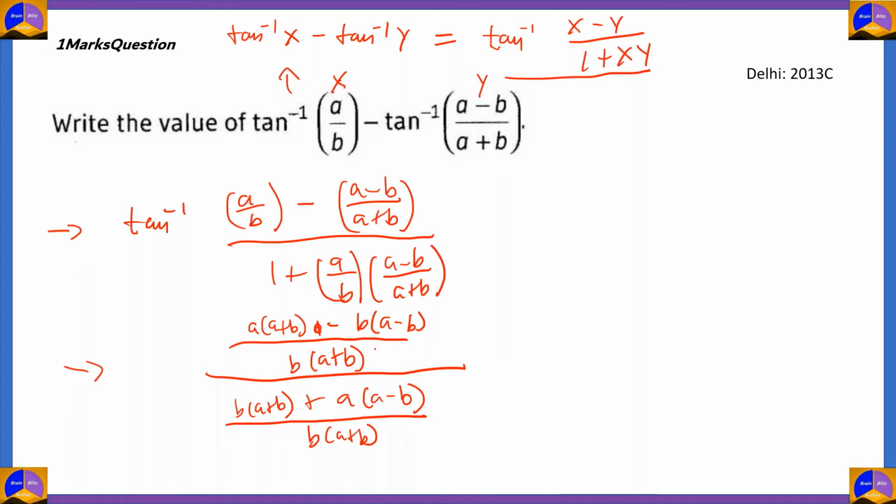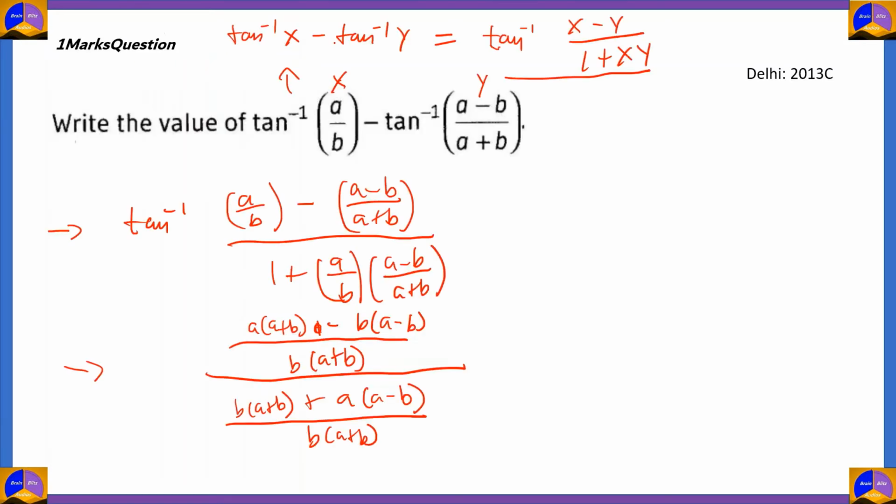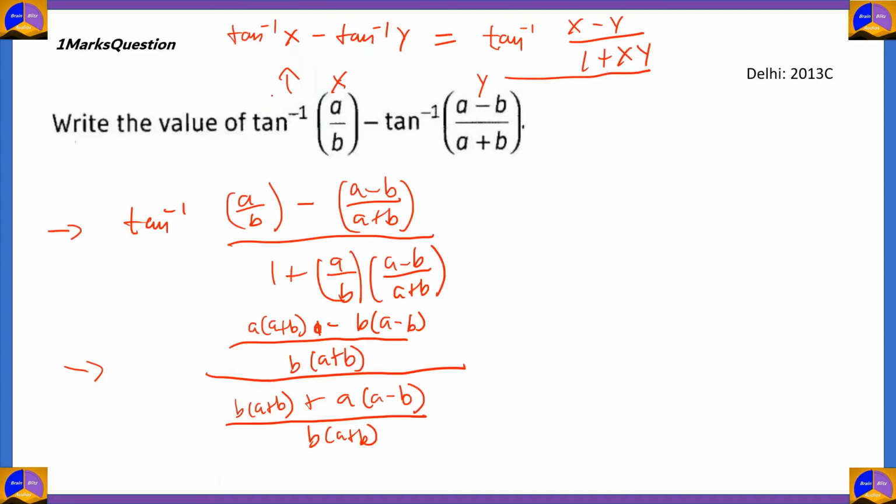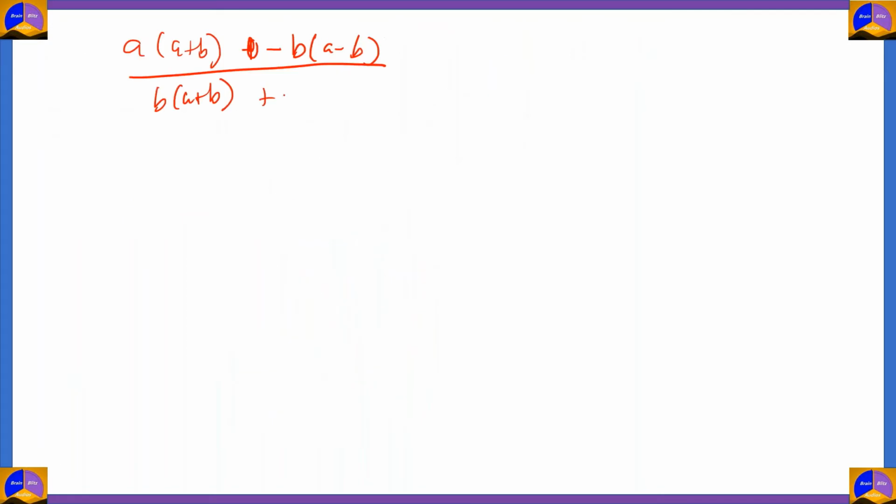So if you notice, in both the numerator and the denominator, there is a b into a plus b present. So now we can eliminate it. And so what we'll get is a times a plus b minus b times a minus b, divided by b times a plus b plus a times a minus b.